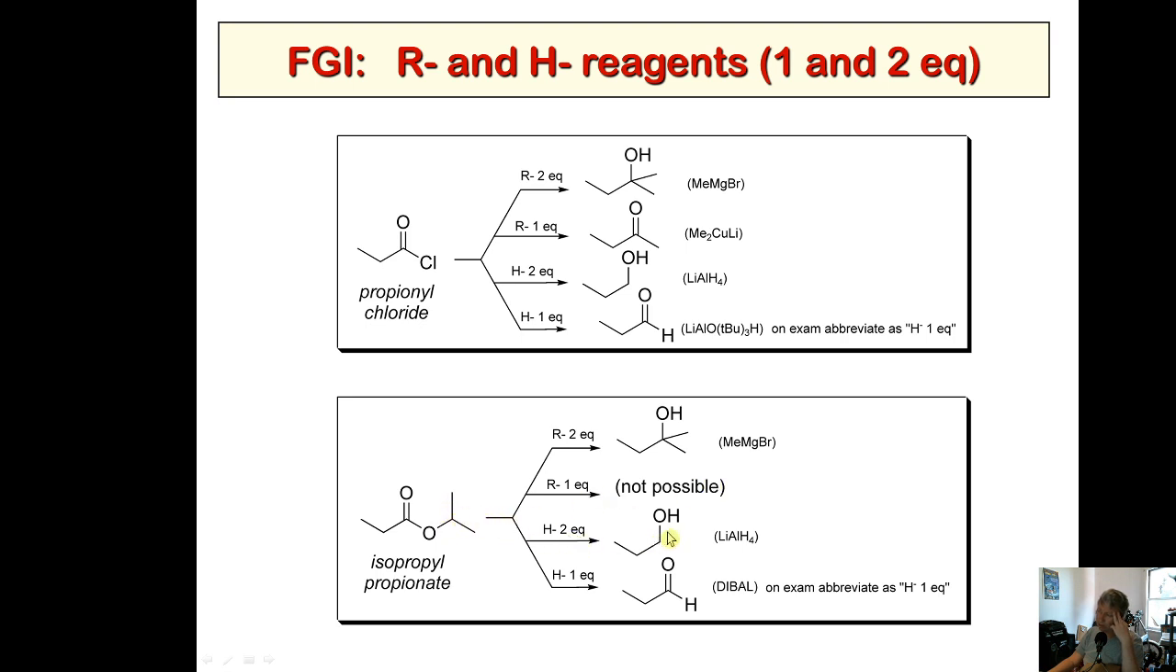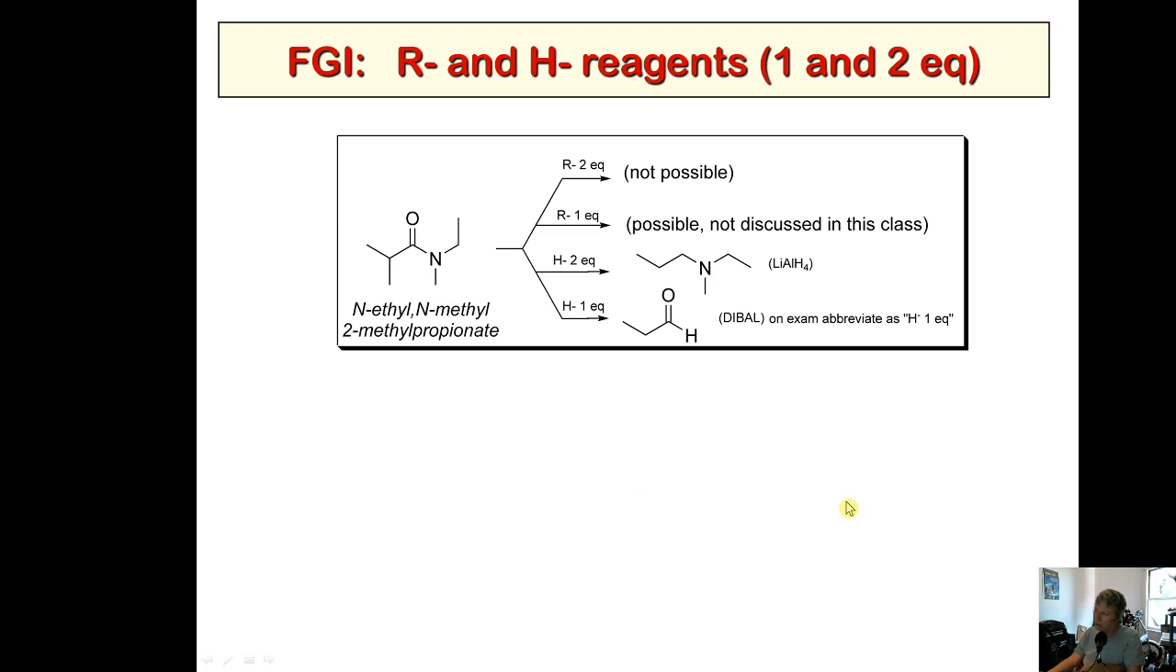What about H minus 2 equivalents? Let's use the super reducing agent, lithium aluminum hydride. What if you want to do H minus 1 equivalent? Well, then DIBAL works, and it gives you an aldehyde. Okay, and yeah, I guess H minus 1 equivalent is a reasonable abbreviation. DIBAL is pretty easy to remember, but on a synthesis problem, if you can't remember DIBAL, just write H minus 1 equivalent.